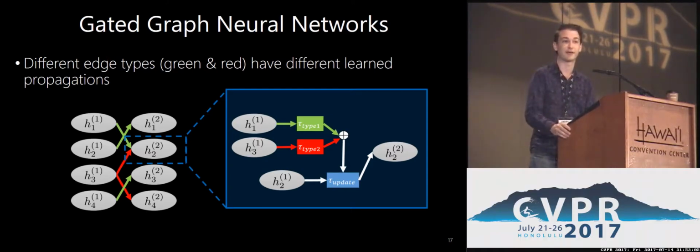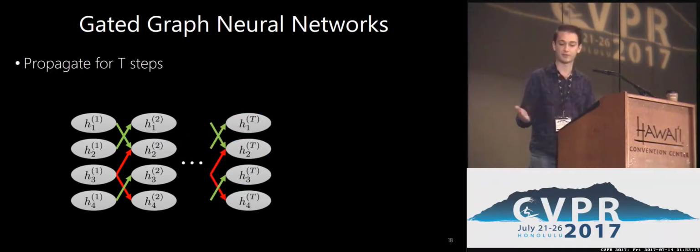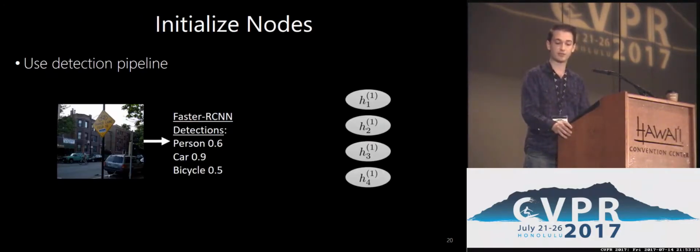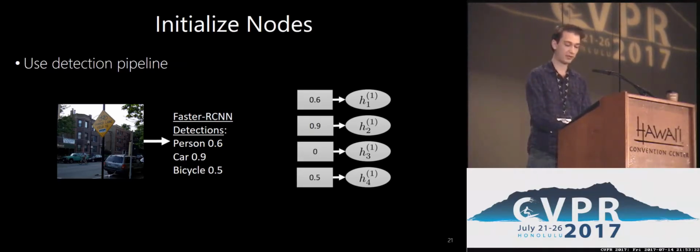So for instance, green might be the on relationship and red might be the is relationship. And we learn different transformation functions depending on the edge type. We do this for some number of steps and mix the information as well as we can. And then we predict an output for every node in the graph. To initialize the nodes, we take the detection scores and we just initialize the hidden states to those.